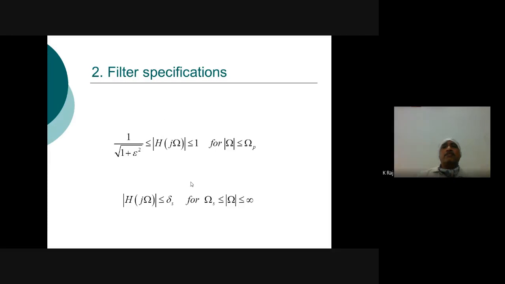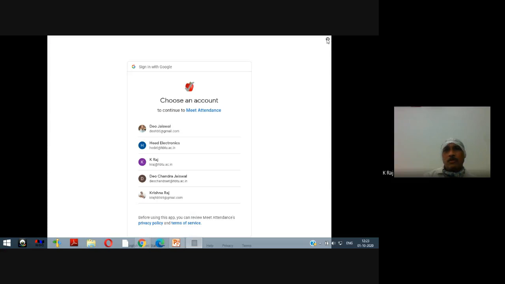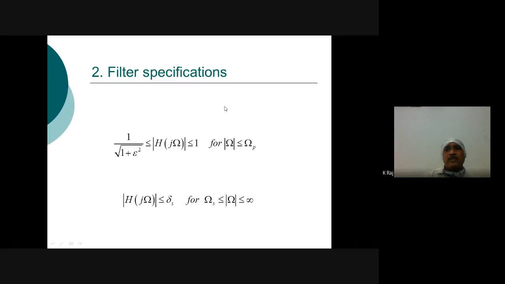And the same graphics can be described mathematically by this one. That is, the magnitude lies between the value 1 upon square root of 1 plus epsilon square and 1 when the range of the frequency is mod of omega less than or equal to omega p. And if the frequency lies between omega s to infinity, either on the positive side or the negative side, then the magnitude of the filter's response is defined by the value less than or equal to delta s.